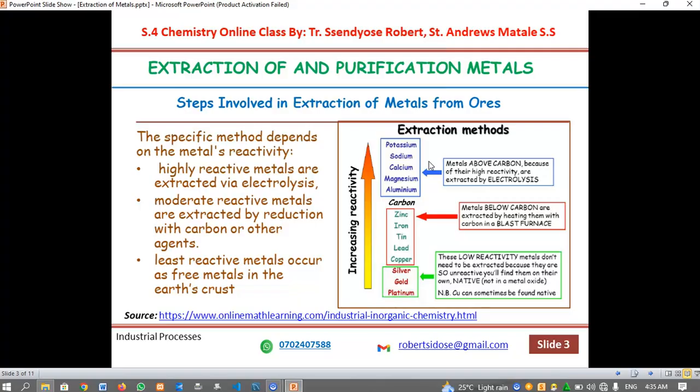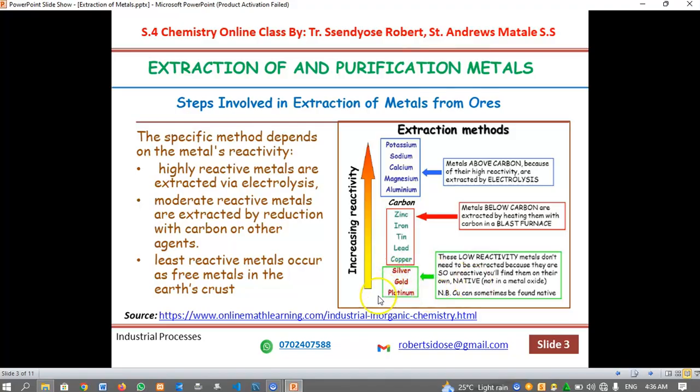Carbon is a reducing agent and can reduce metals which are lower than it in the reactivity series. That is why moderately reactive metals are extracted by reduction with carbon, and these are zinc, iron, tin, lead, and copper. The least reactive metals occur as free metals in the Earth's crust, and these are silver, gold, and platinum. They are naturally occurring metals, and they are dug from the Earth.